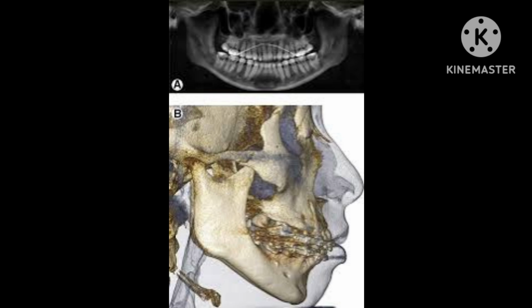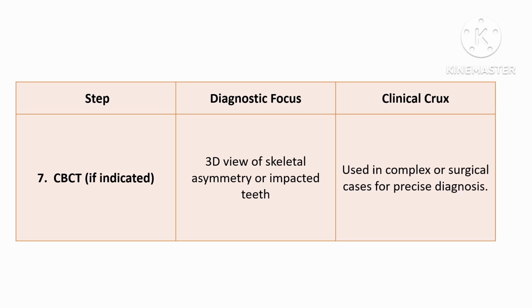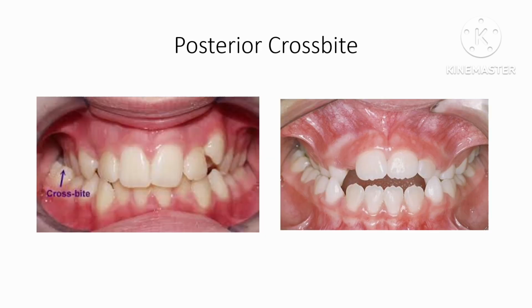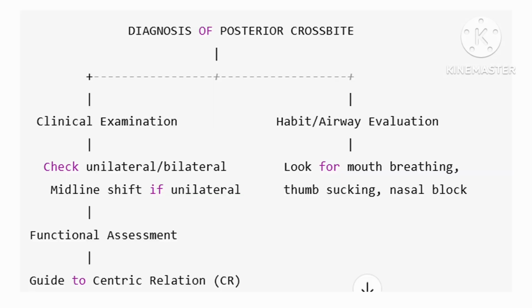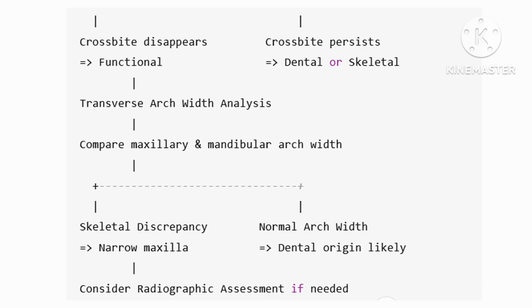Radiographic pattern differs by etiology. Skeletal crossbite shows reduced maxillary skeletal width, functional crossbite presents with normal skeletal base but centric relation and centric occlusion discrepancies, and the dental crossbite shows normal skeletal proportions with isolated tooth malposition. The table here highlights the red flags one should never miss in the clinic.